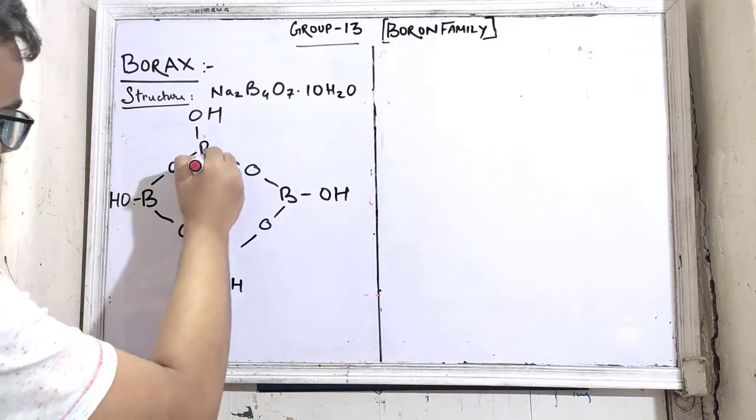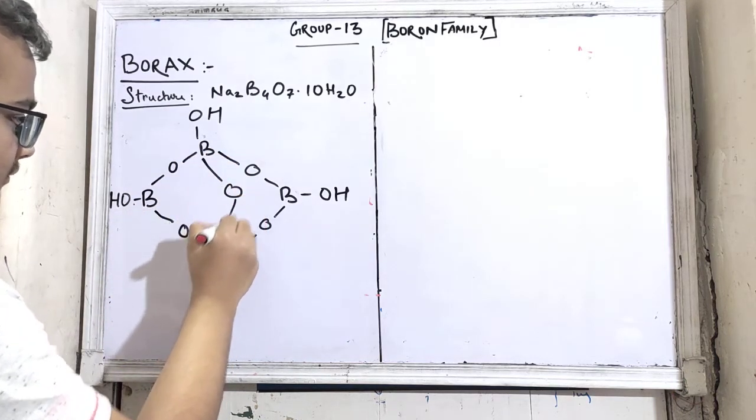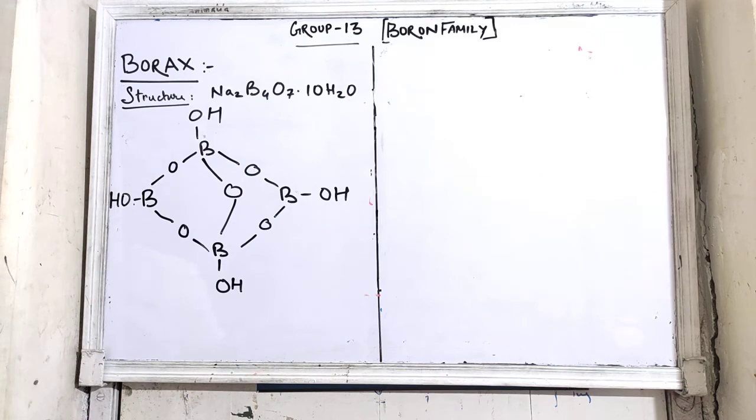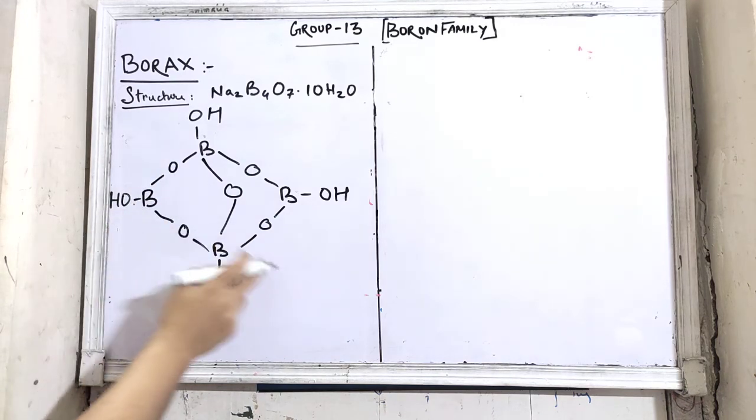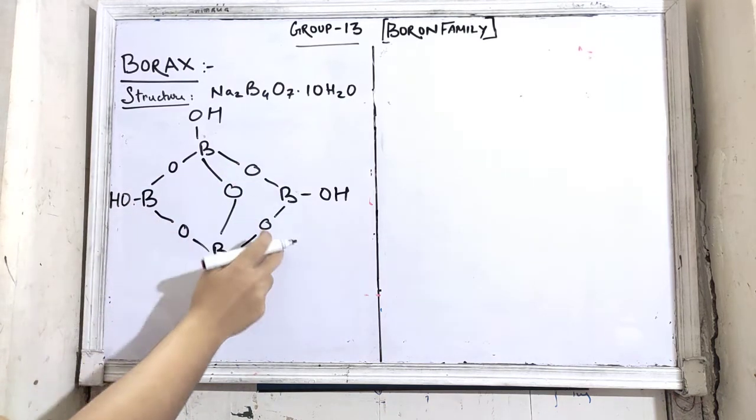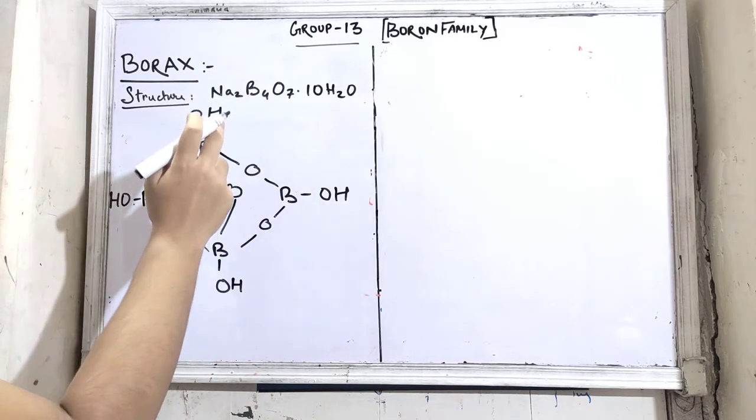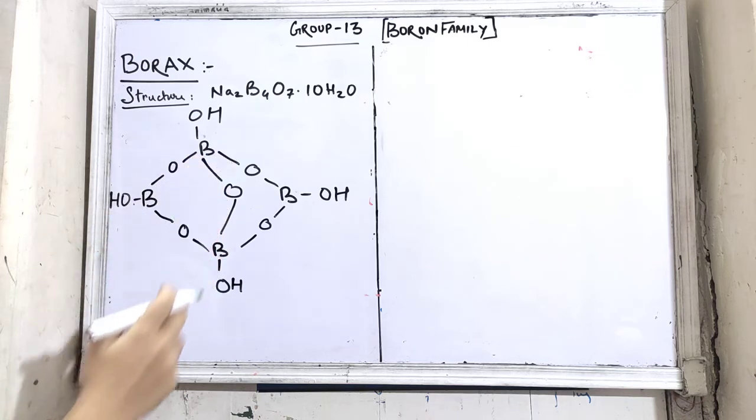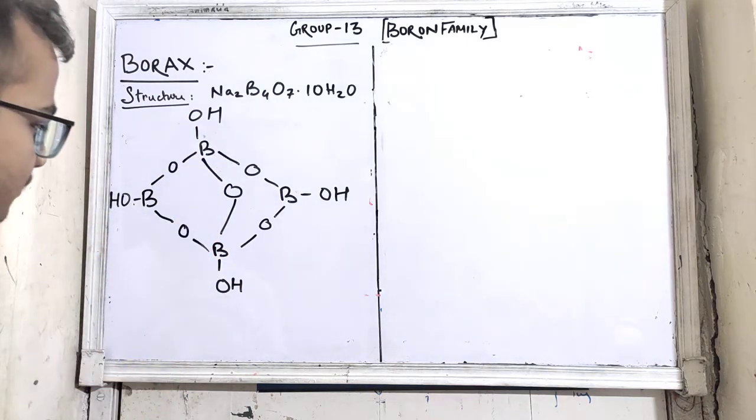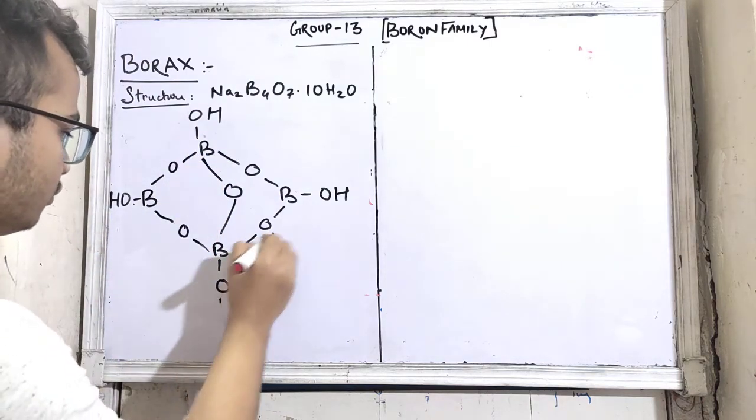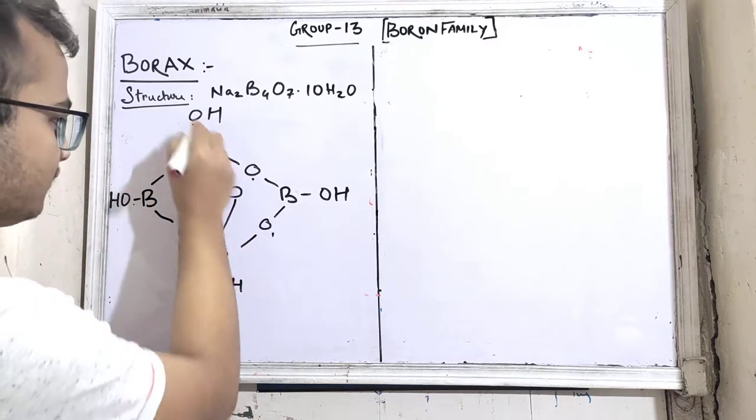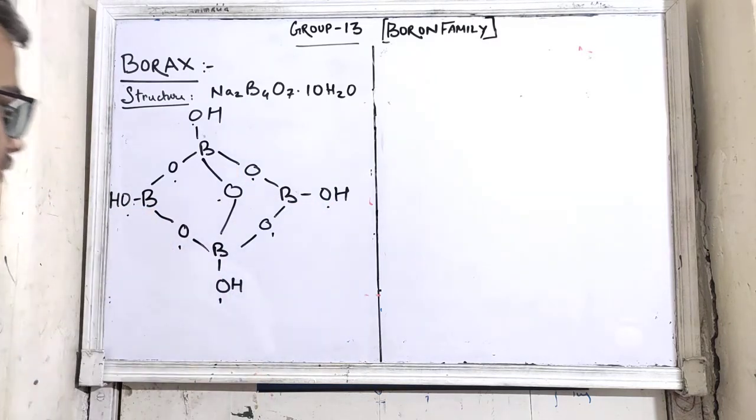Now, again oxygen will come up from here to here. So, how many? 1, 2, 3, 4, boron 4, 1, 2, 3, 4, 5, 6, 7, 8, 9. I think I missed to count something, right? Let us count again. 1, 2, 3, 4, 5, 6, 7, 8, 9 and 10. Okay. Clear? Just check it out.